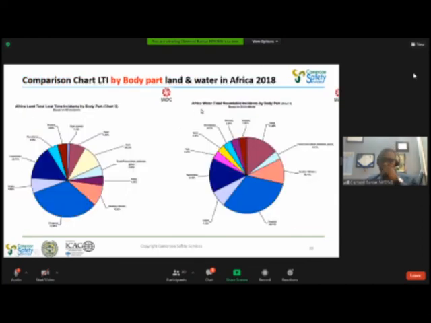Now, from the chart, the statistics coming from the 2018 report, we have a comparison chart here below. This side we have the land operations, and here we have offshore. So if we look at the LTI by body part, which part of the body was most affected, you will see that 32 or almost 33% of the incidents by body part are linked to the fingers, both offshore and onshore.